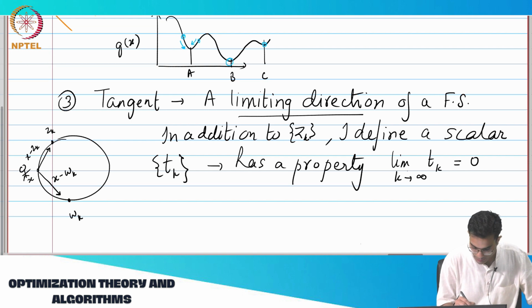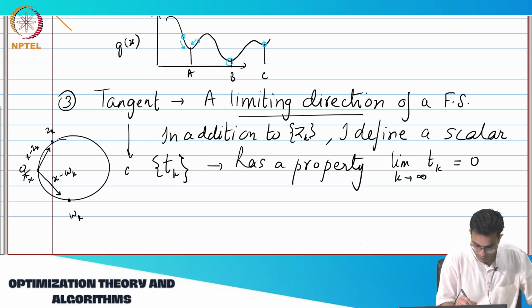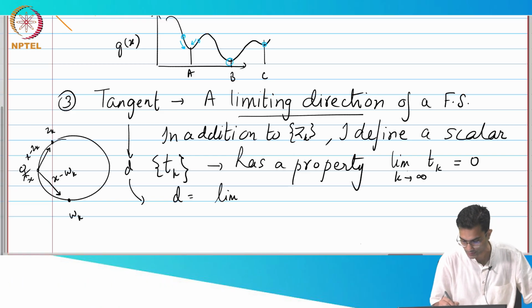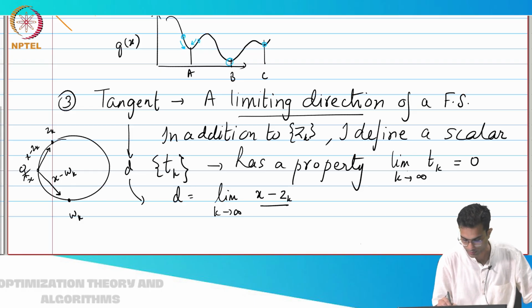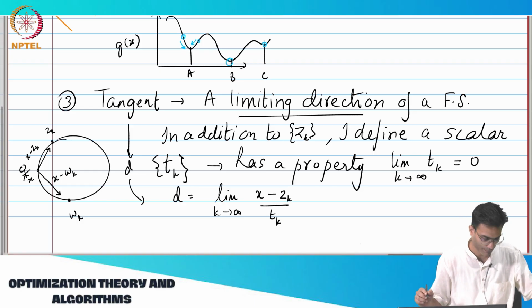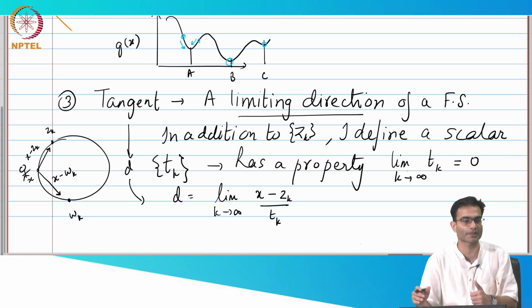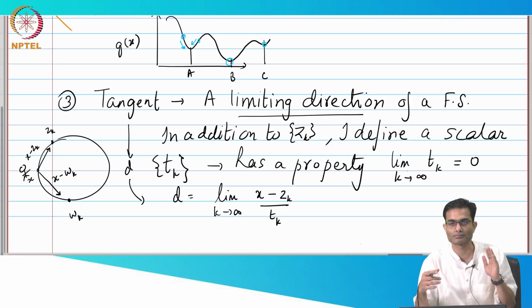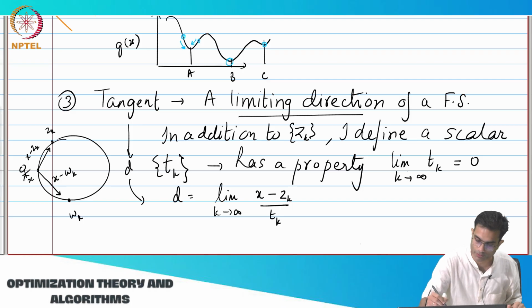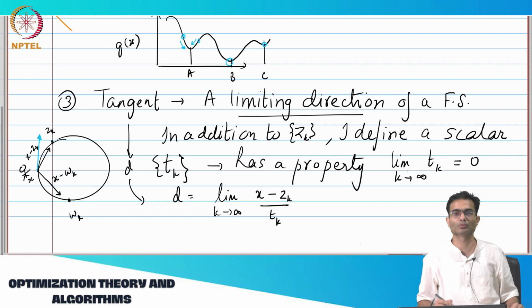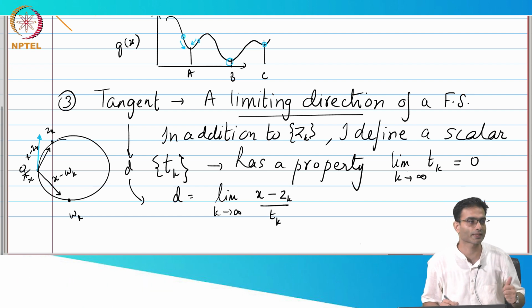So the tangent now becomes, I'm going to call it d. So d becomes simply, now I can take the limit nicely: the limit as k tends to infinity of x minus zk divided by tk. As you can see, if tk has this property, then x minus zk by tk is going to give me a well-defined direction. If I were to draw it, using zk, I get this vector in blue.